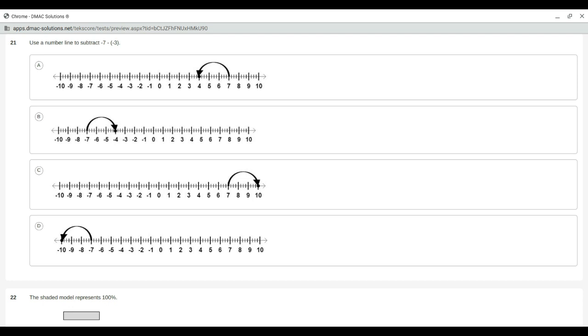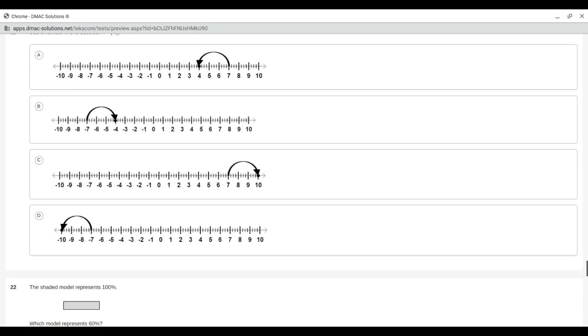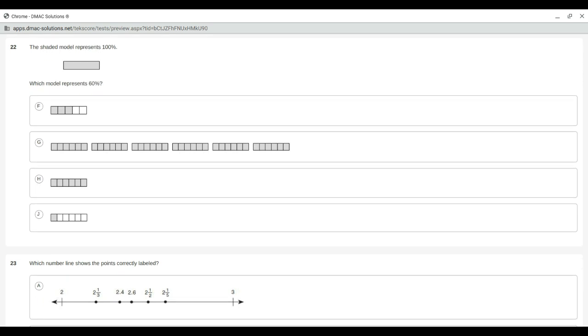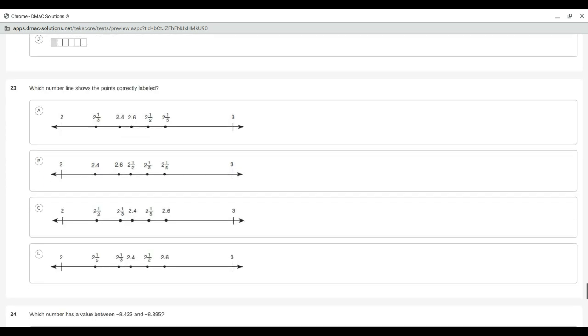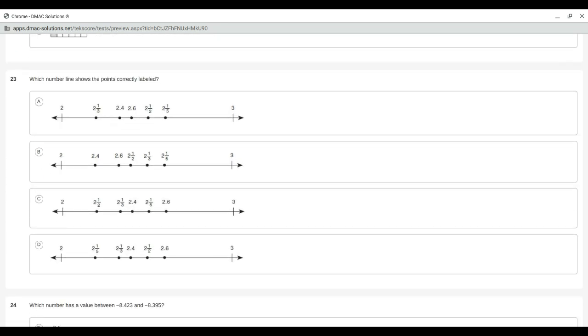Number 21. Use a number line to subtract. Negative 7 minus negative 3. Number 22. The shaded model represents 100%. Which model represents 60%? Number 23. Which number line shows these points correctly labeled?